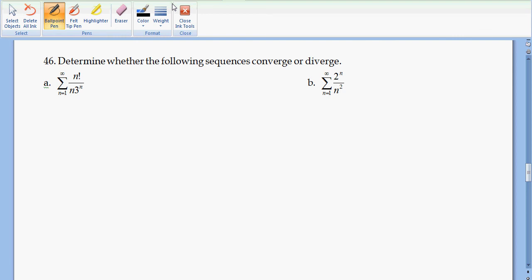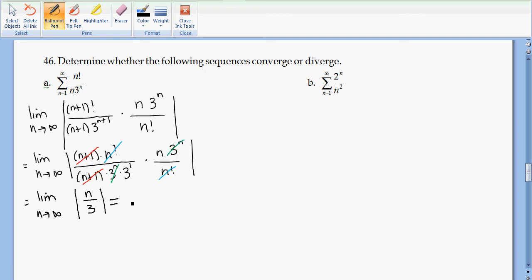What I would recommend you do is pause the video and try to do these problems on your own, and then check to see if you get the same thing I do. You'll notice that I did skip a step by rewriting the ratio as a product in the first step, and when we simplify, we get just n over 3, and so the limit goes to infinity, which tells us our series diverges. Let's try another one.